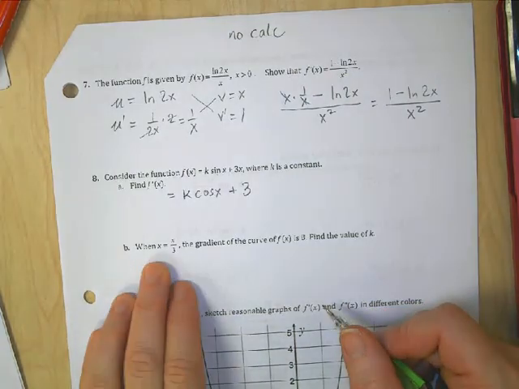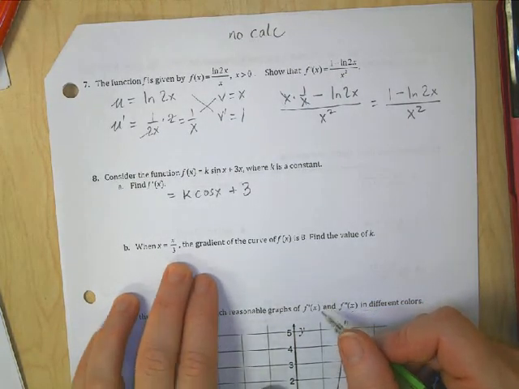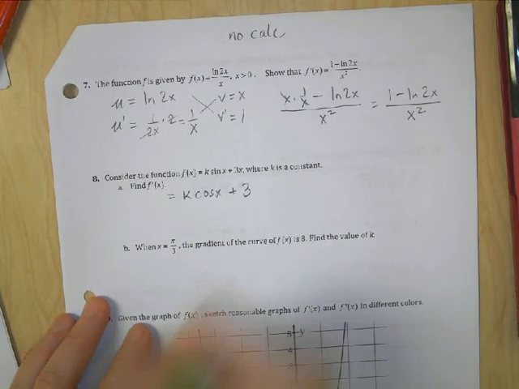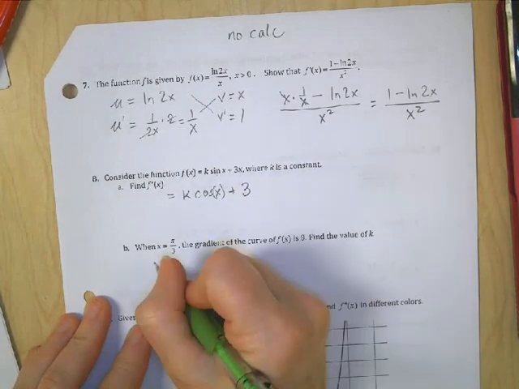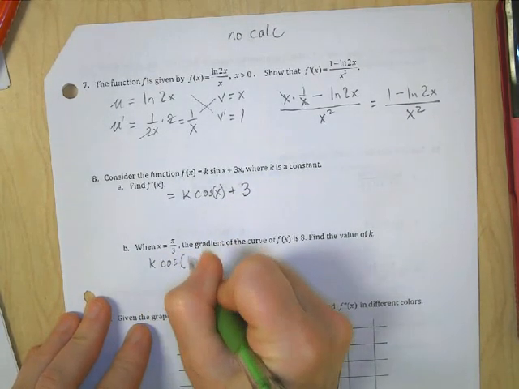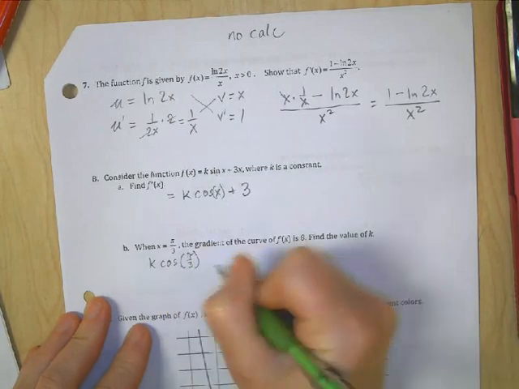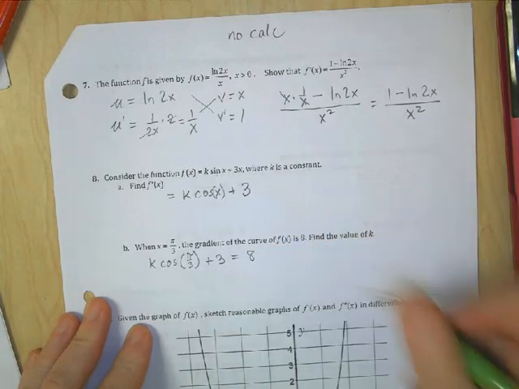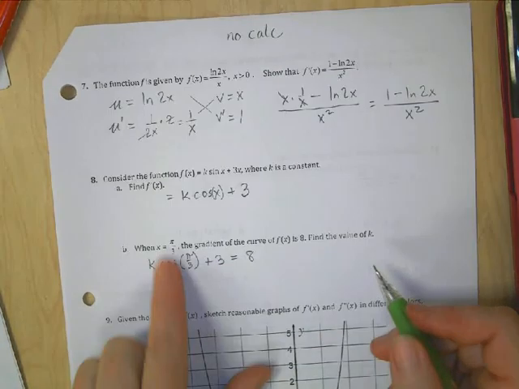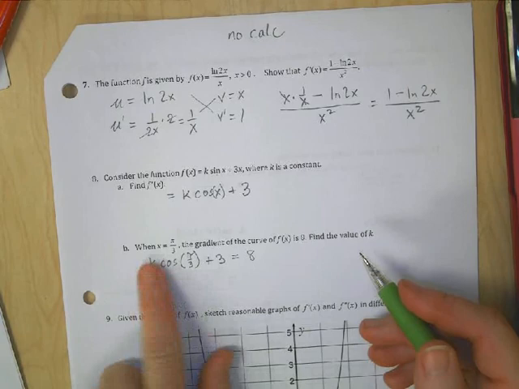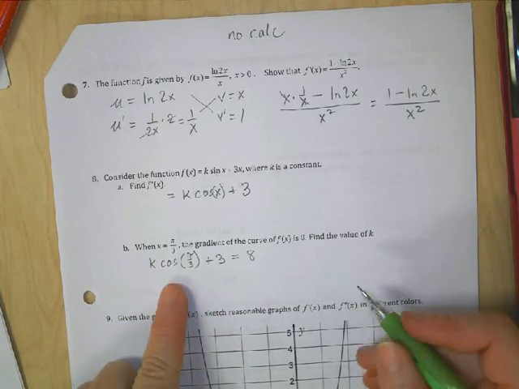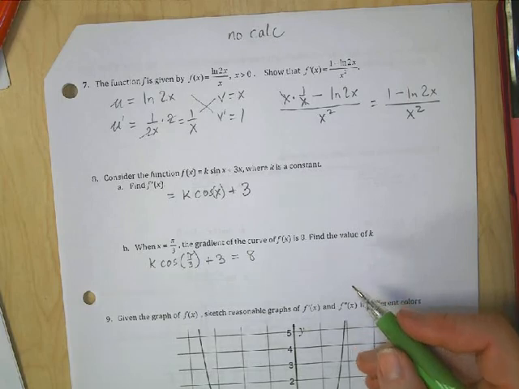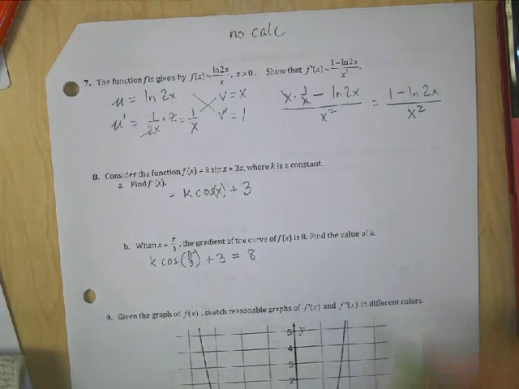Now, when x is equal to pi over 3, the gradient of the curve is 8. So the gradient we get from doing this, and they're telling us what x is, so I can put that in here. So I know that k times the cosine of pi over 3 plus 3 has to equal 8, because that's the gradient. That's the slope. When x is pi over 3, the slope is 8, and this equation gets me the slope. This is the slope function. The first derivative is the gradient function, also called the slope function, gets me the gradient, or also known as the slope. All right, so let's solve this.